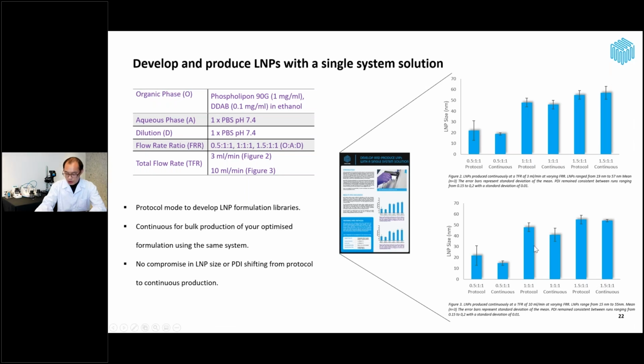So all of these show very consistent results between protocol and continuous mode. So there's no compromise in lipid nanoparticle size or PDI shifting from protocol to continuous production. So it means that the ANP system is ideal from initial development through production scale, until you want to scale up the process.